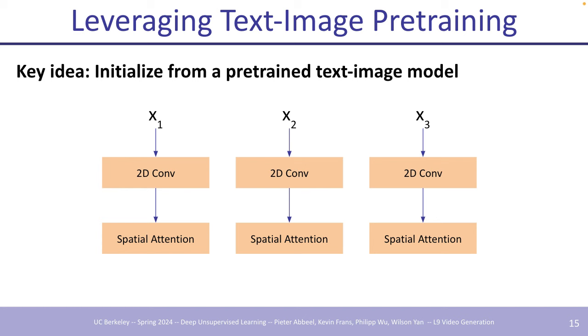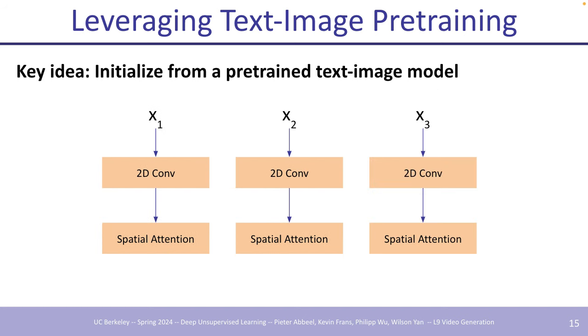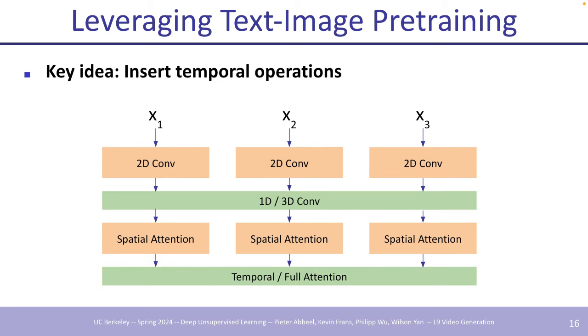This I kind of talked about before. So you have your single frame, and you encode each frame of your video, and then in your UNet here, you have your 2D convs and spatial attention applied to each frame. And then the only thing missing to model video is that you can add some temporal layers. You can add a 1D convolution over time. You can add a 3D convolution over space and time. And then you can insert attention layers, so attention over only the temporal axis. You can do full attention over all of space-time, which is maybe more expensive, but it could be useful.